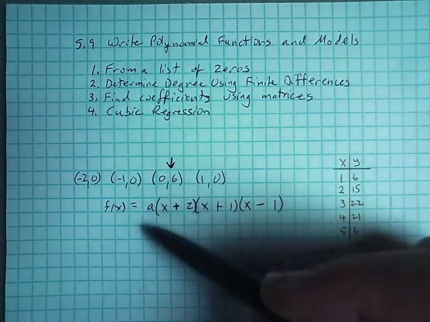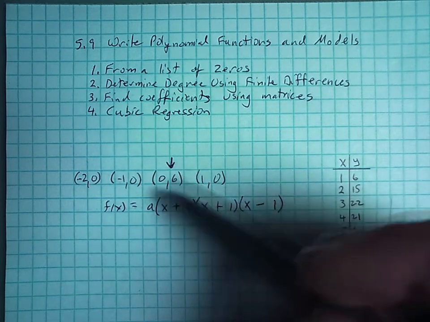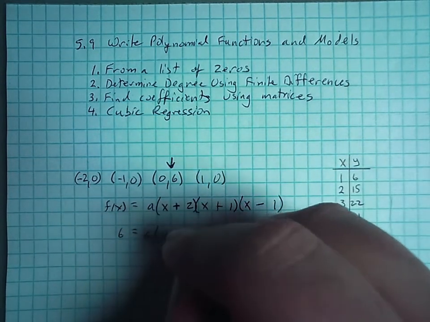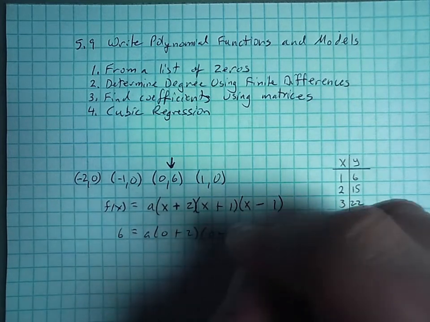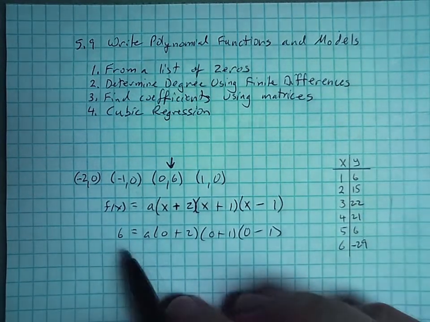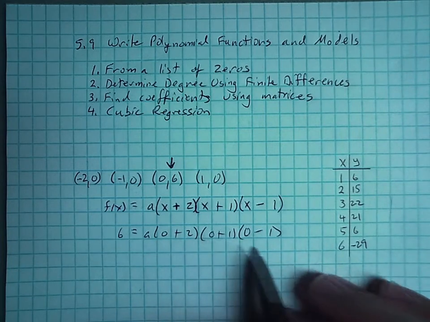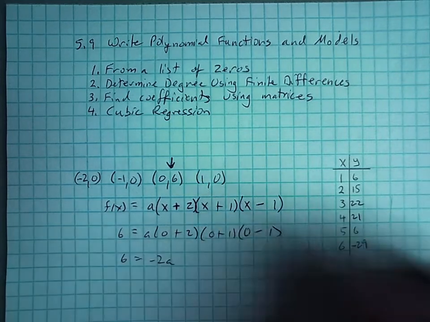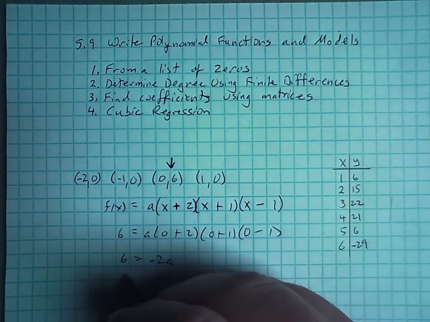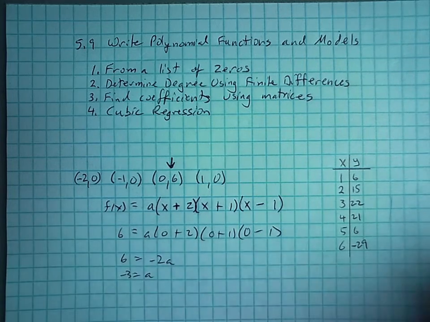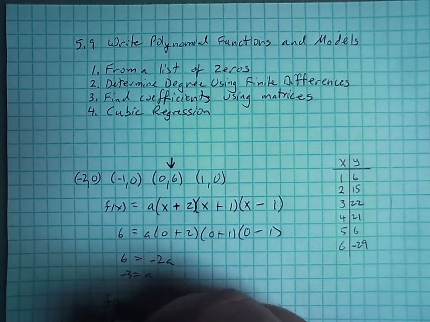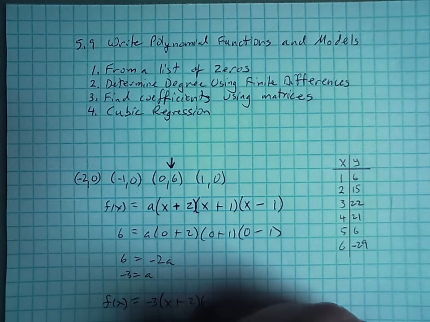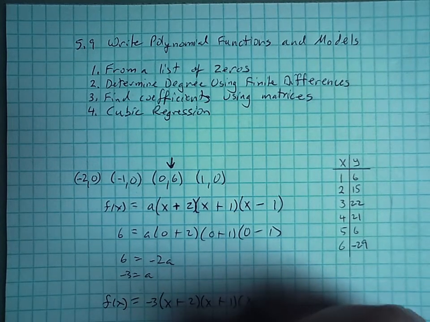So in order to figure out what a should be, I take this point and I stick it in. 6 is the answer when x is 0. So that winds up being 2 times 1 times -1, which is -2. So -2 times a is 6, which if we divide -2 on both sides, we find out that a is -3. So my actual polynomial here is -3 times x plus 2 times x plus 1 times x minus 1.